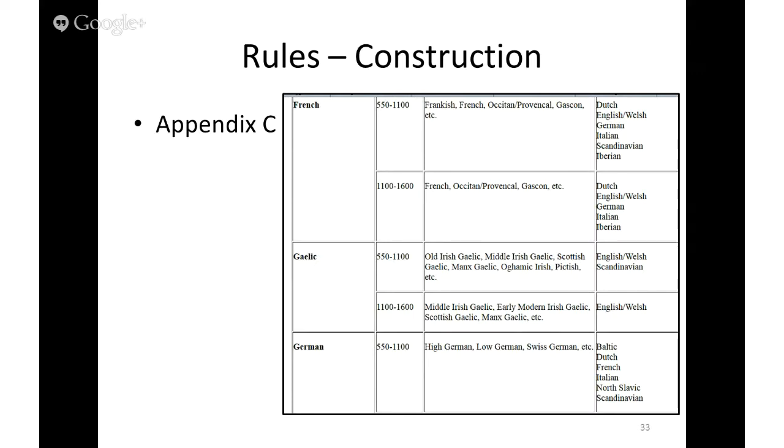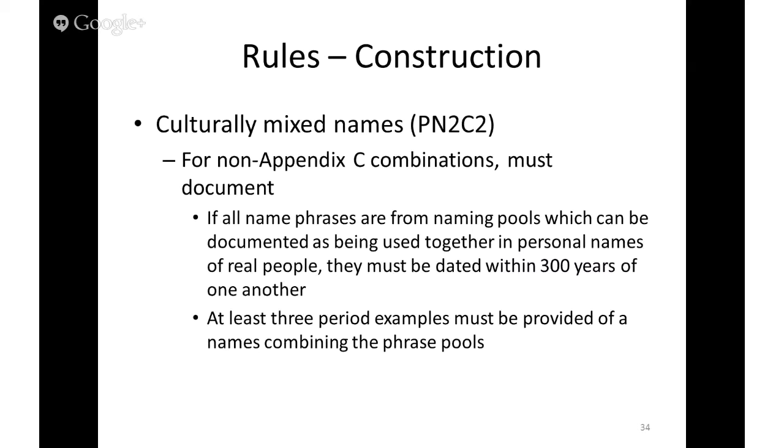All right. For non-appendix, if you have a combination that's not in Appendix C, then you have to document it. You have to document that the elements were used together in personal names of real people, and that they combine naming pools. And you have the same 300 years requirement. So what does that mean?